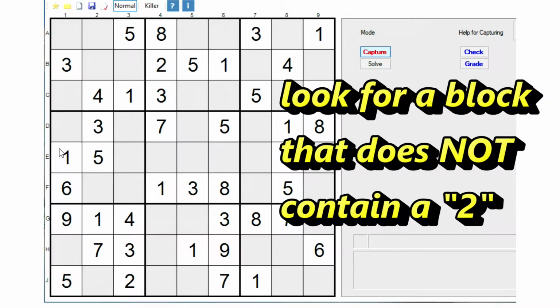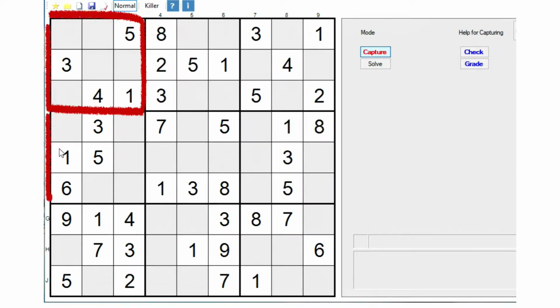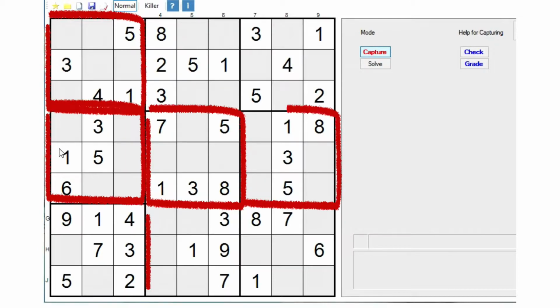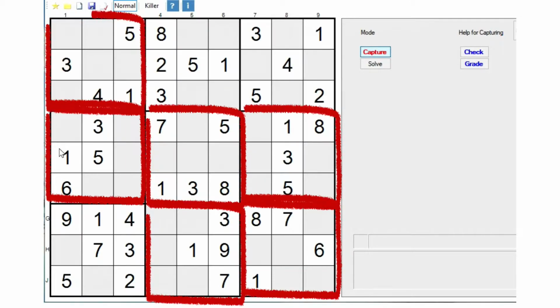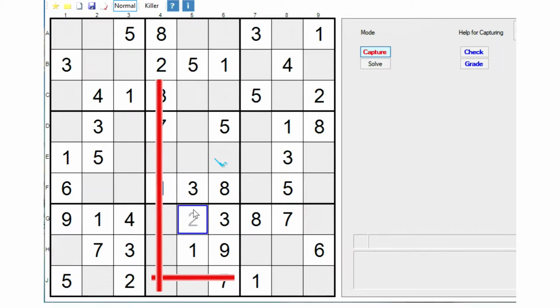Let's move on to the number 2 and look for a block missing the number 2. And we see the 2 is missing from blocks 1, 4, 5, 6, 8, and 9. In fact, there are only 3 blocks that have the number 2 in them. Let's have a look at block 8. We can take this 2 and draw a line across, and then this 2 and draw a line down, and now all these cells are eliminated, so what's left? Only this cell is left, so let's put a 2 here.